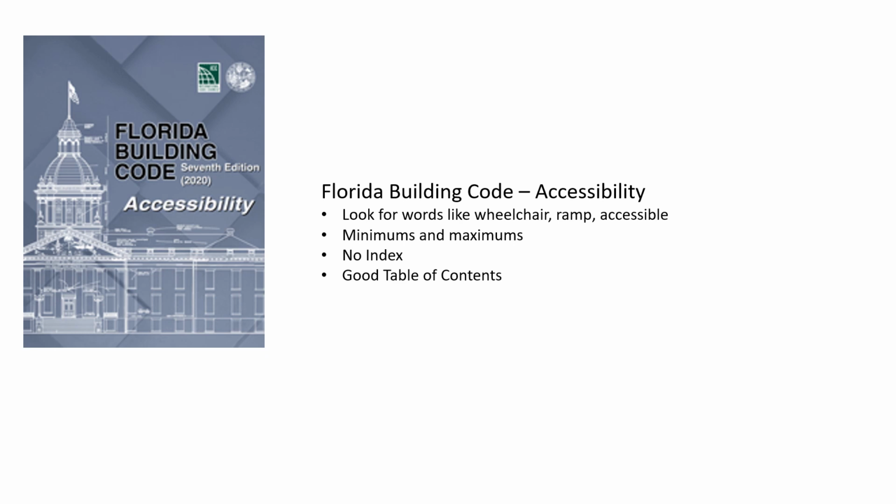To know that you're going to go to this book, you're going to look for words like wheelchair, ramp, accessible, van lot, van parking lot, and those types of things. Once again, there are going to be minimums and maximums. Again, no index, but a great table of contents.